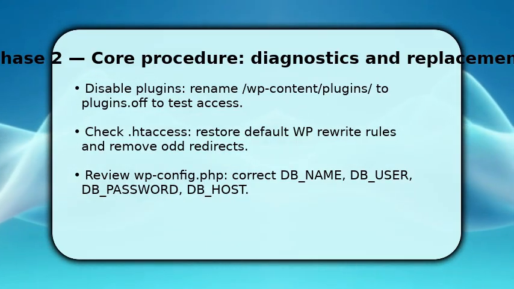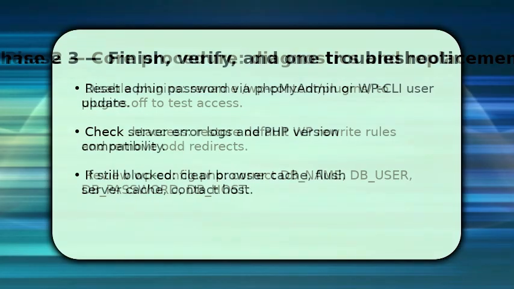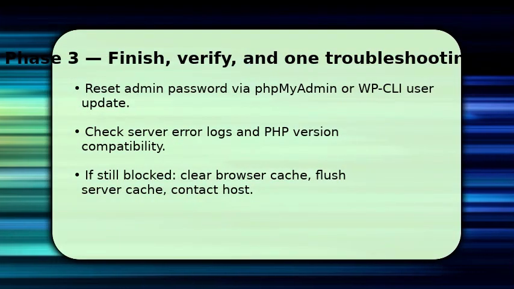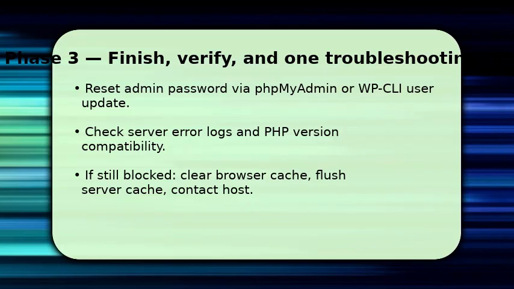You finish by restoring admin access and validating the environment. If passwords fail, reset the admin via phpMyAdmin or use wp-cli. wp user update 1 --user_pass=newpass123.